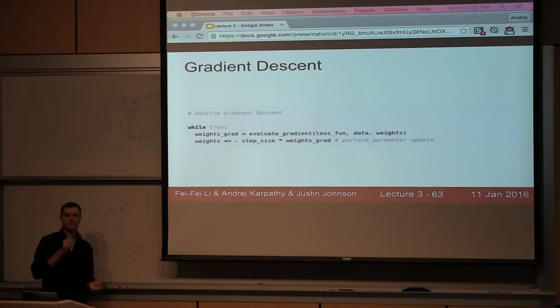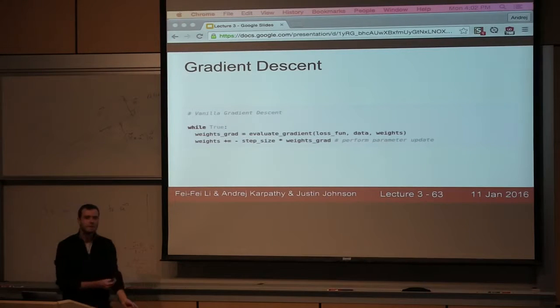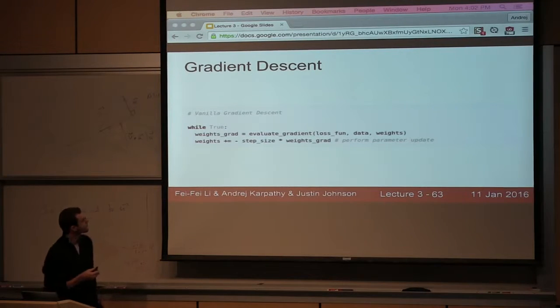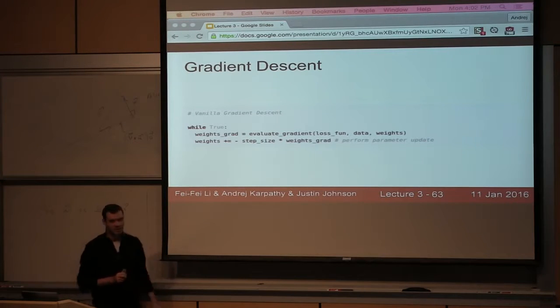Was there a question in the back, by the way? I was just going to ask, is that weight gradient vector a unit vector? It's not. That gradient is just a gradient. It tells you the slope in every single direction. And then we just take a step of it.